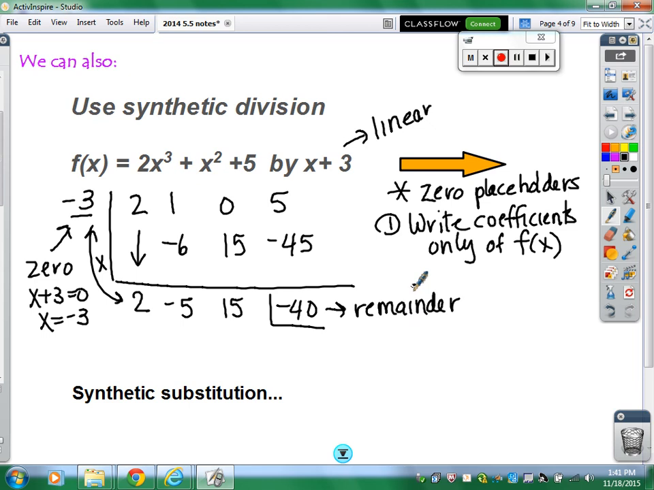Okay, that last term is going to be my remainder. All right, now we're going to turn this back into a polynomial because our answer is going to look like what we did previously when we did long division.